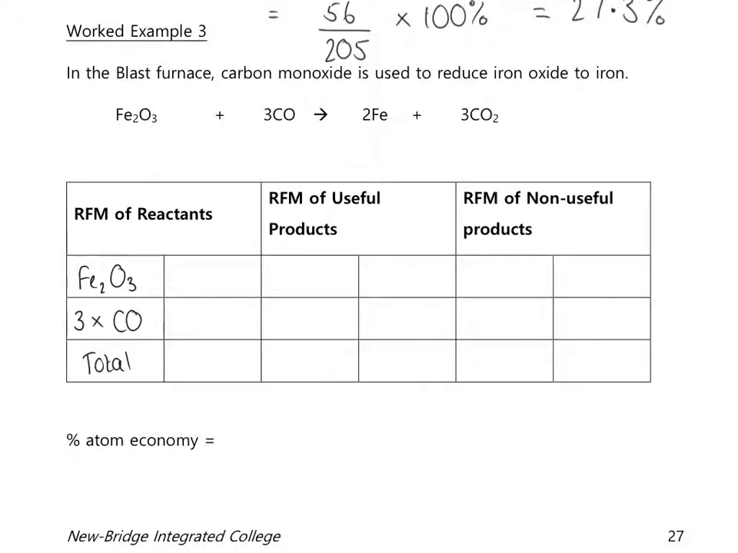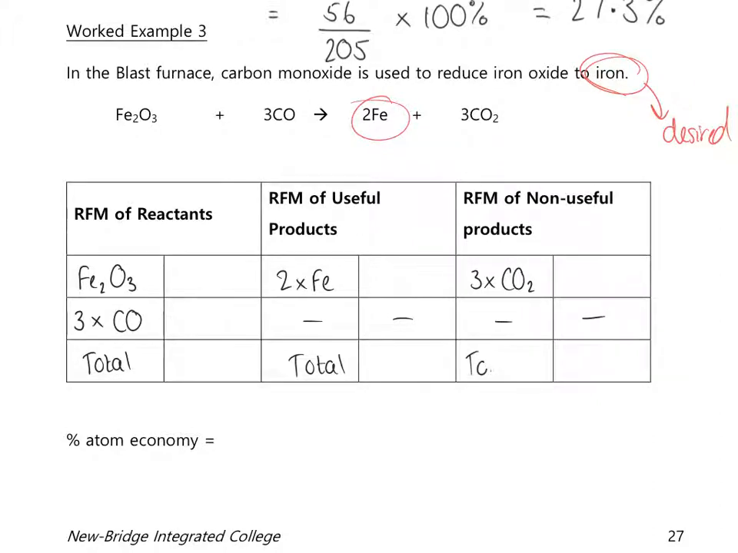And then your useful desired products, you can see in the blast furnace carbon monoxide is used to reduce iron oxide to iron. So that's my desired product, which is my Fe. I've got 2 moles of that, so I need to do 2 times the RFM of Fe. No other desired products. So then work out the total of your desired products. Your non-useful products then are your 3 moles of carbon dioxide. So again, if you are at this stage of the video, you should pause, see if you can work out the RFM yourself, and then we'll do the atom economy together.